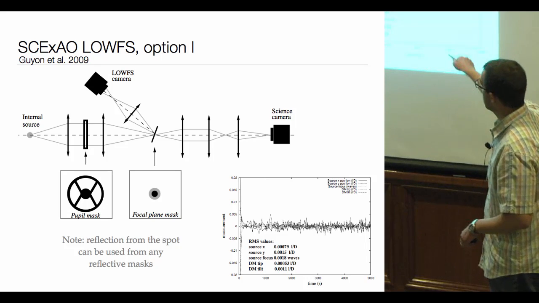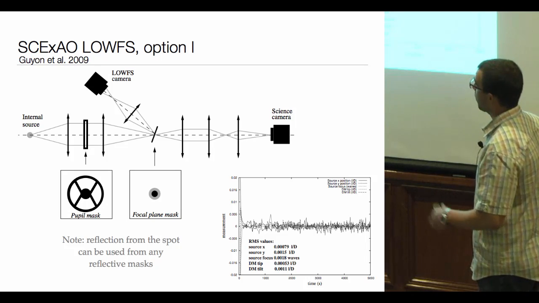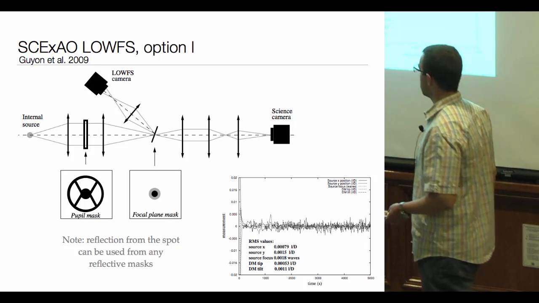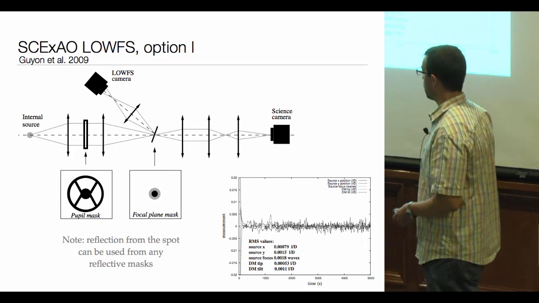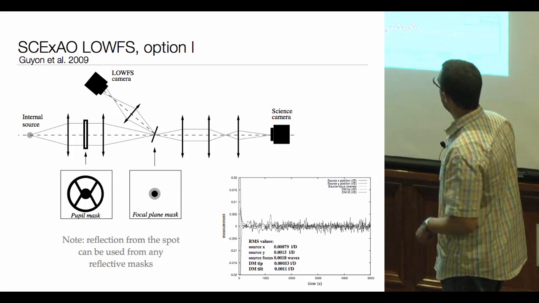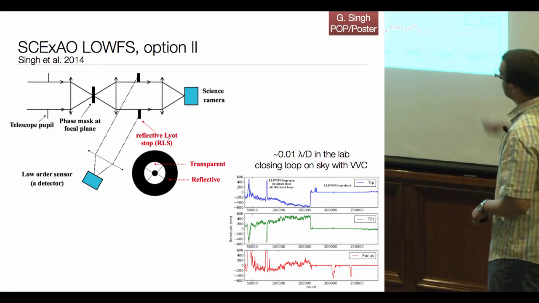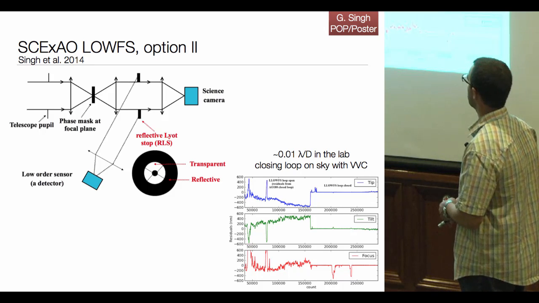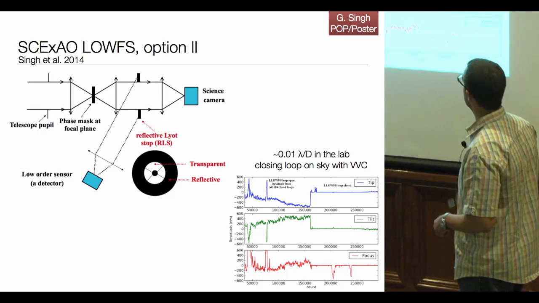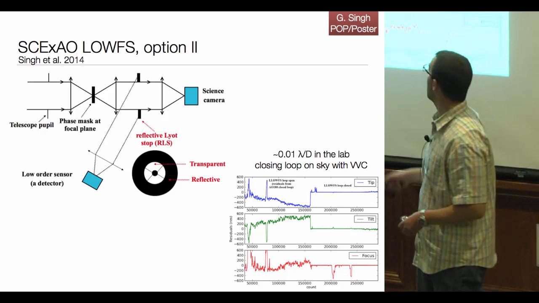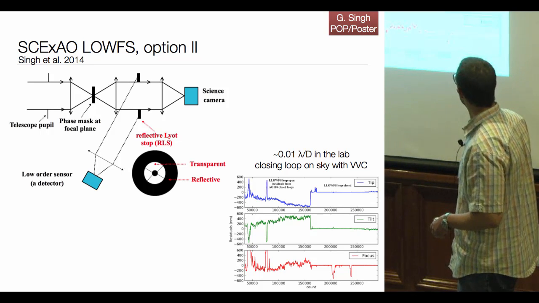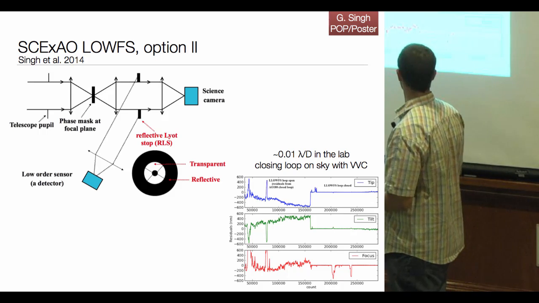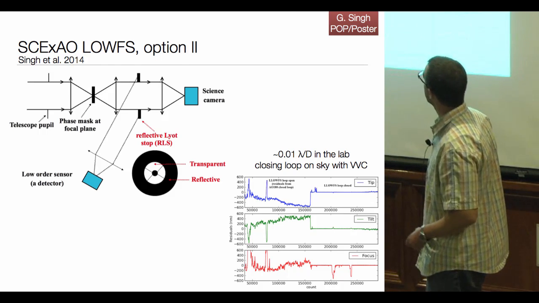SCExAO has chosen this approach, taking the light reflected off the coronagraph, at least in the PIAA configuration. These are lab results showing a stability of thousandths of a point spread function size. There is another solution, which is to take the light rejected at the Lyot stop and do the same kind of measurements. This has also been demonstrated in the lab. There is a poster about this. It also worked in closed loop on sky with the vortex coronagraph, which is a great result.